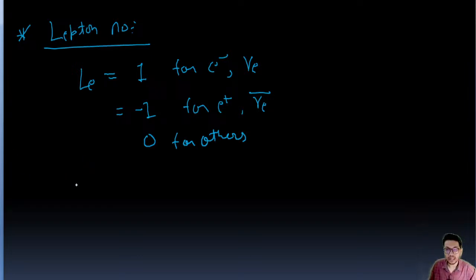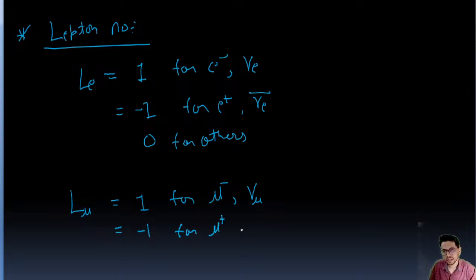Next is L mu. This is also lepton. This value is going to be +1 for muon, that is mu minus, and its neutrino, nu mu. And this value is going to be -1 for the antiparticle of muon, that is mu plus, and the antiparticle of neutrino, that is nu mu bar, and this value is going to be 0 for others.